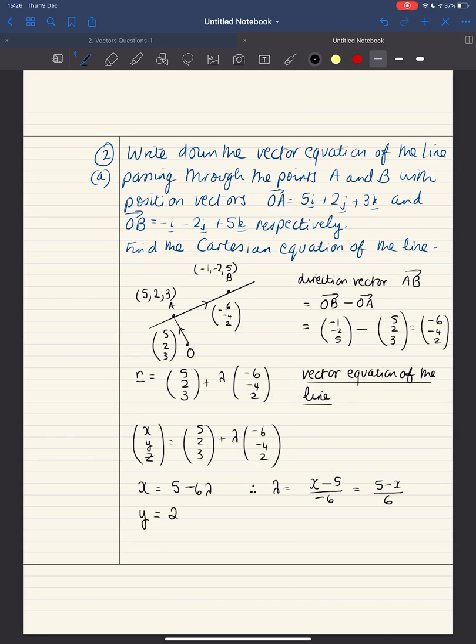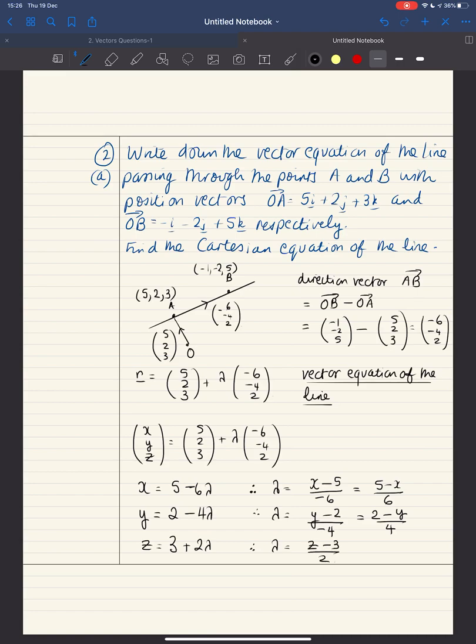So our y is 2 minus 4 lambda. So our lambda is y minus 2 over minus 4, which you can write as 2 minus y over plus 4. And our z is 3 plus 2 lambda. So therefore our lambda is z minus 3 over 2.